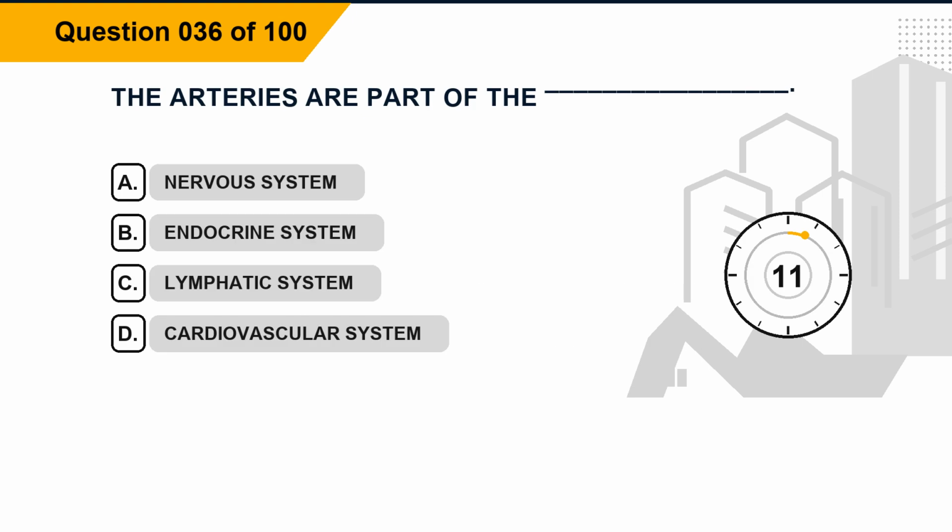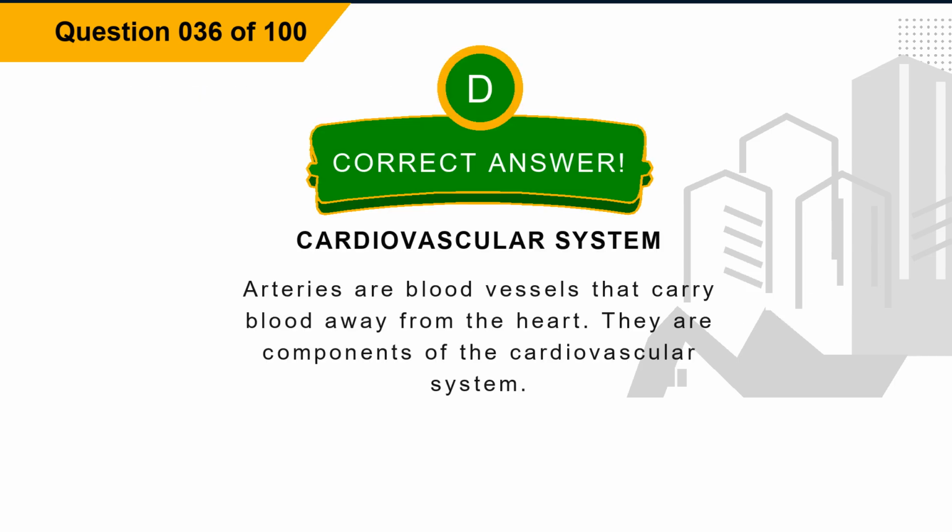Question 36. The arteries are part of the blank. Option A, nervous system. Option B, endocrine system. Option C, lymphatic system. Option D, cardiovascular system. The correct answer is option D, cardiovascular system. Explanation. Arteries are blood vessels that carry blood away from the heart. They are components of the cardiovascular system.